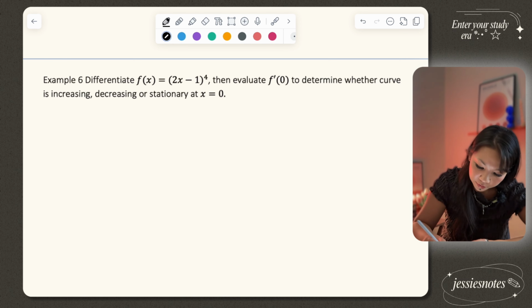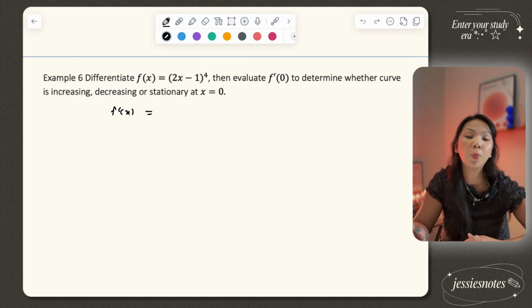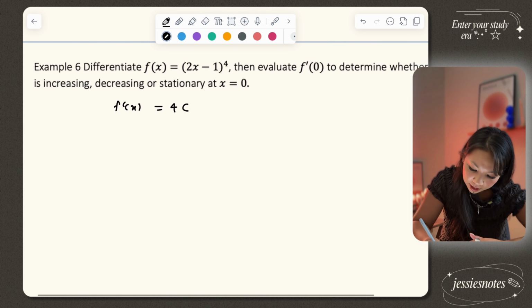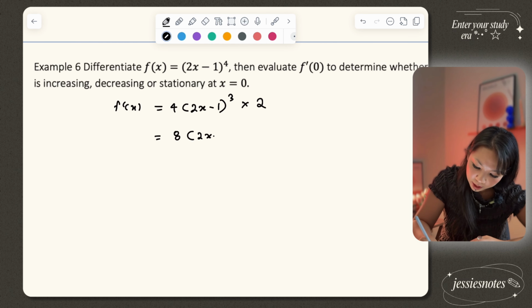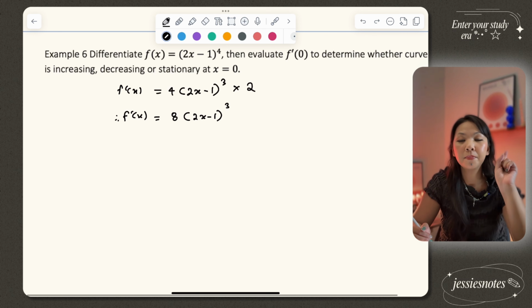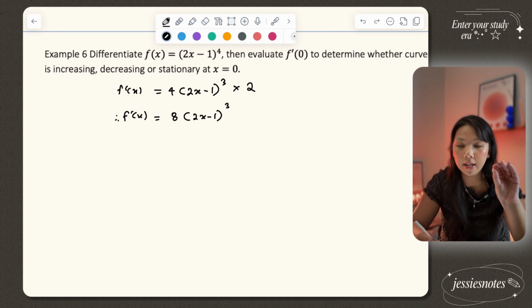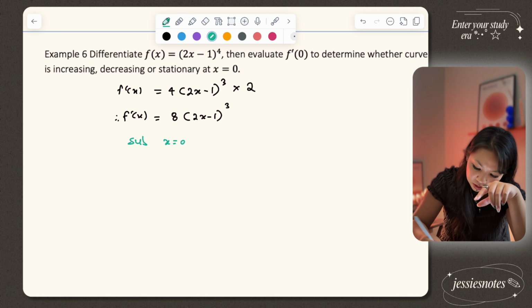All right, so first let's find the first derivative. If I differentiate this, it looks like we have to use chain rule. So I'm going to bring the power down, reduce it by 1, and times it by the derivative of the inside. So we end up with 8(2x minus 1) cubed. Okay, lovely. Now I need to sub in f dash of 0. So I'm going to sub in x equals to 0.